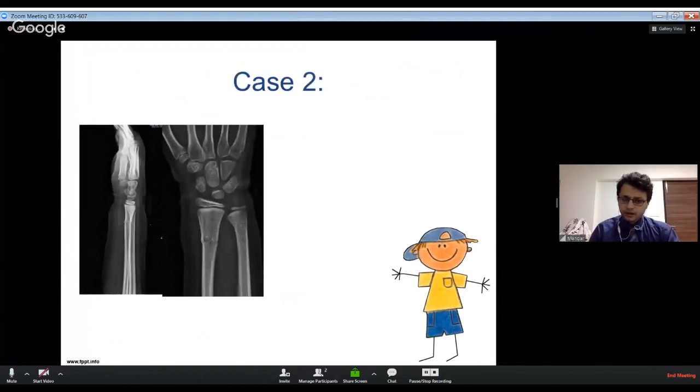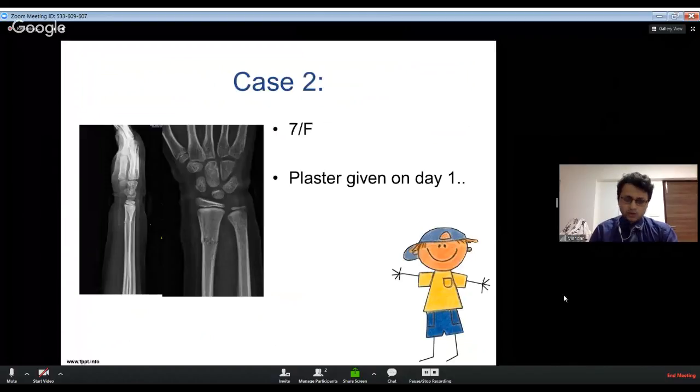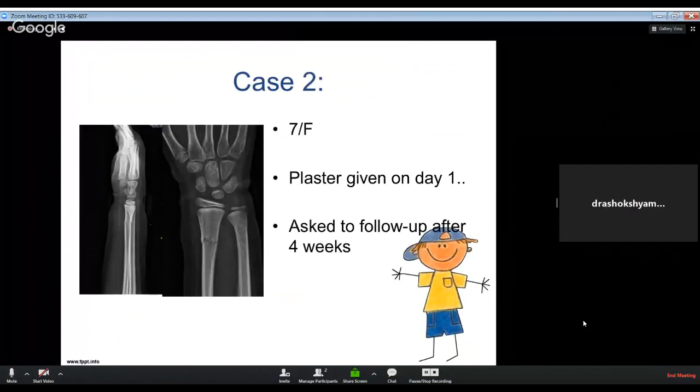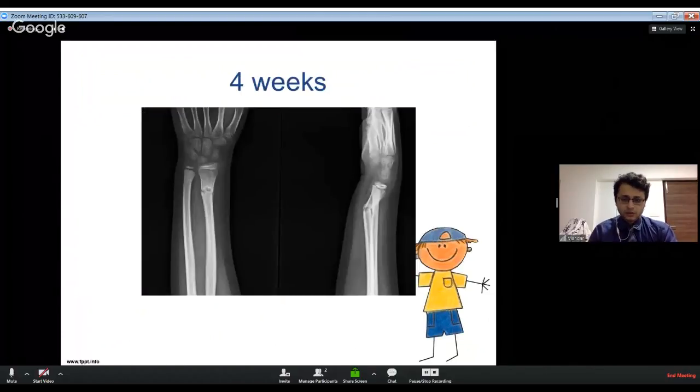As against that, we have this patient. This is a 7-year-old child who had a fall on an outstretched hand and came with this X-ray on day 1. The primary orthopedic surgeon felt that this is a very undisplaced fracture, which it was in fact, and gave a plaster on day 1, asking to follow up after 4 weeks. Is this fine? Is this enough? Well, the child came back after 4 weeks with this X-ray, which showed that the fracture had displaced even with the plaster on, and you can see that it has led to a ghastly deformity.